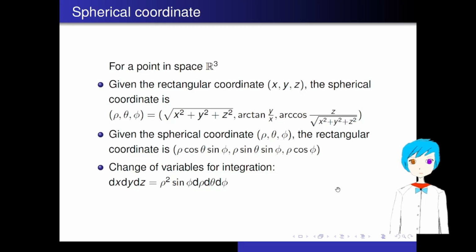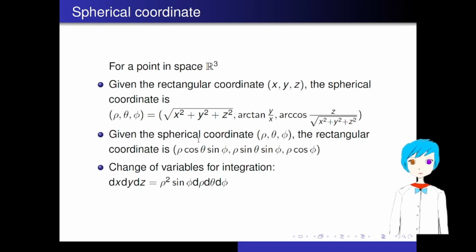from the origin to the point, arctangent y over x for theta, and then arc cosine of z over the square root of x squared plus y squared plus z squared for phi. Phi basically is the angle between the line segment OP, from the origin to the point, and the positive z-axis.